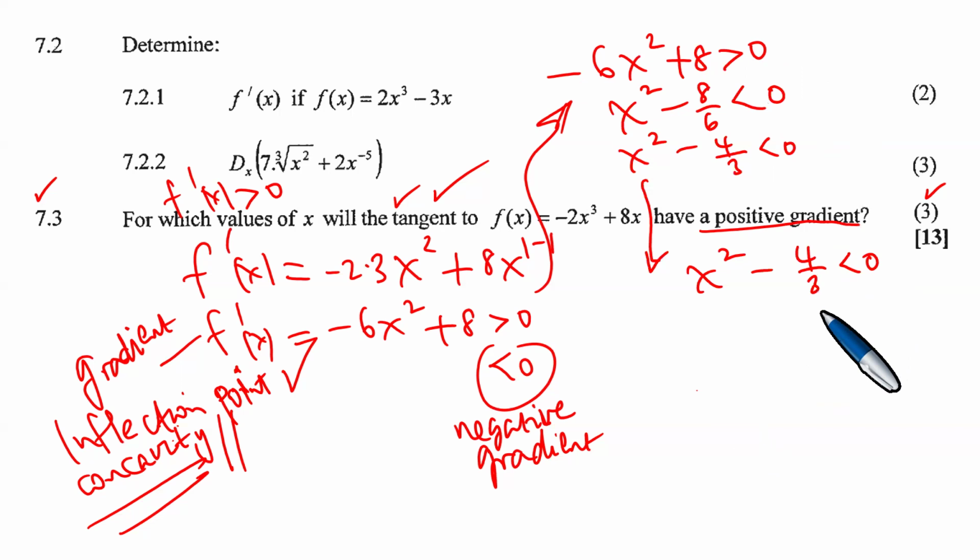I'm getting a square root. Oh, you're getting a square root. Yeah, it's a square root. So this is like a difference of two squares.